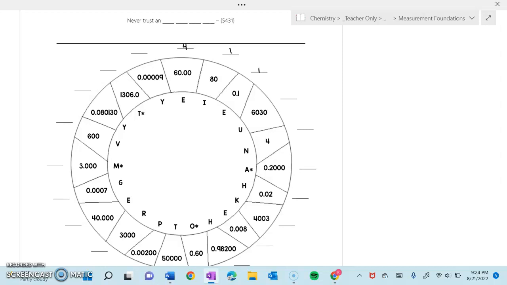6,030. Well, we have non-zero numbers and a sandwich zero. All of these are significant to the measurement. And we also have a placeholder 0 in the ones place. So that means the 0 at the end is not significant, but the other 3 are. 3 significant values to the measurement.